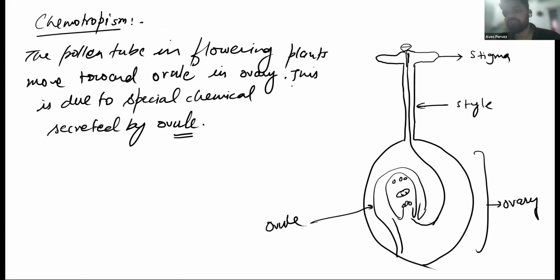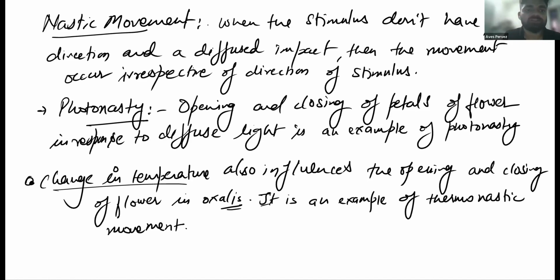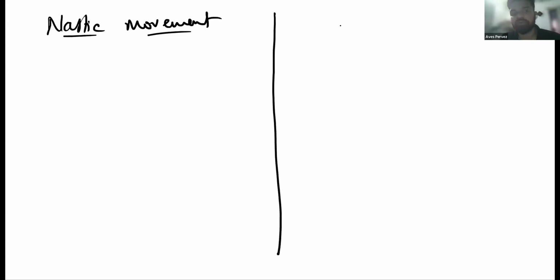Now the another type of movement is called the nastic movement. Sorry, nastic movement. Let me explain again what is the difference between the tropic and the nastic movement. In the tropic movement, the stimulus has a particular direction, and the plant responds to that direction, towards the direction or opposite to the direction.